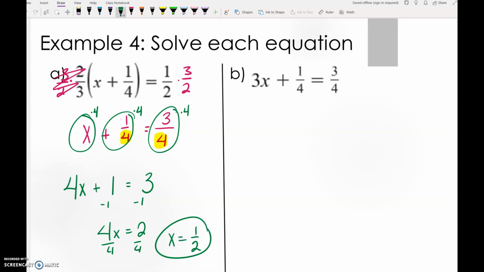So in example B, what would you multiply everything by?